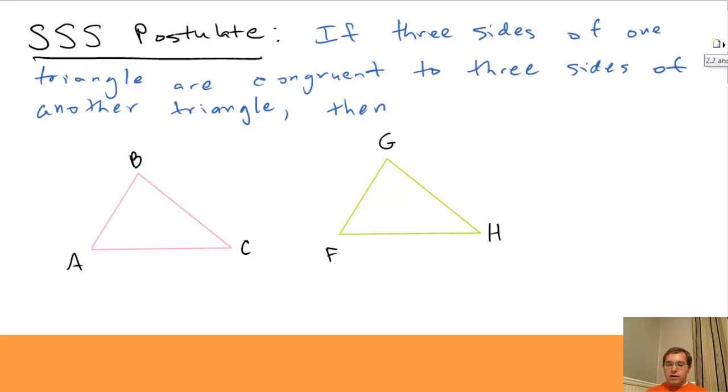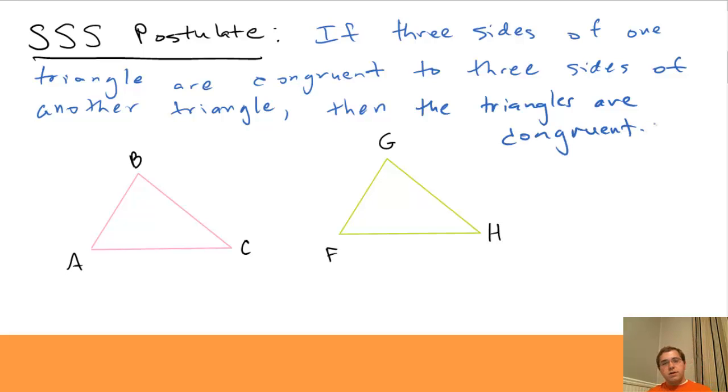So we have this first postulate. We're going to have 3 postulates here. Postulate, remember, is something we assume to be true without proof. The first postulate is called the SSS postulate, or side, side, side. S always stands for side in this case. It says if 3 sides of one triangle are congruent to 3 sides of another triangle, then the triangles are congruent.